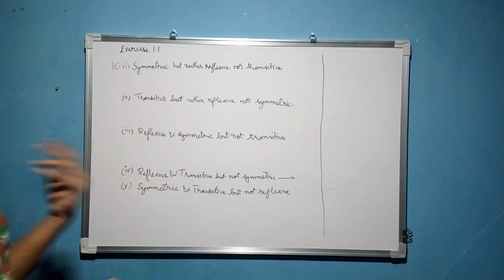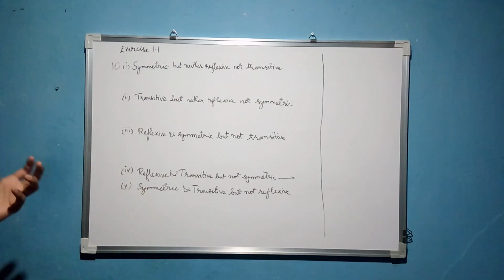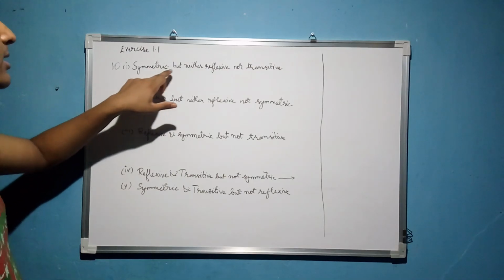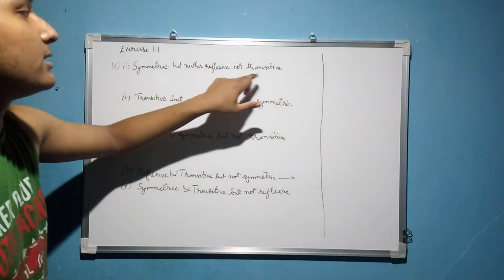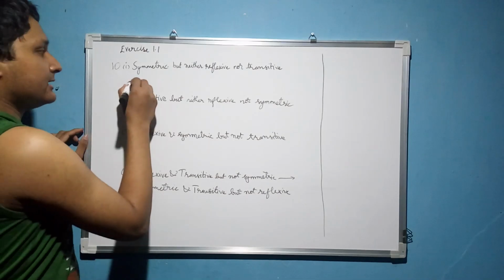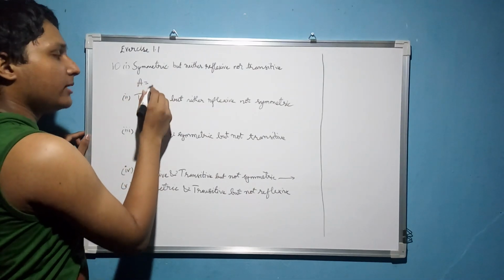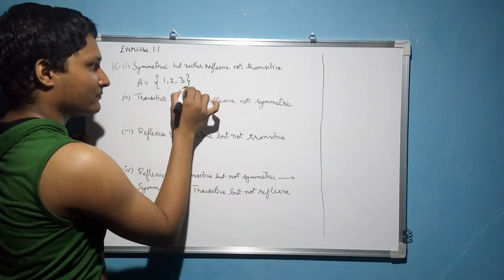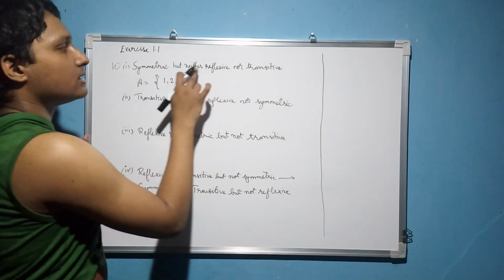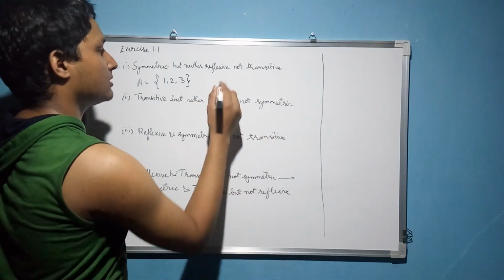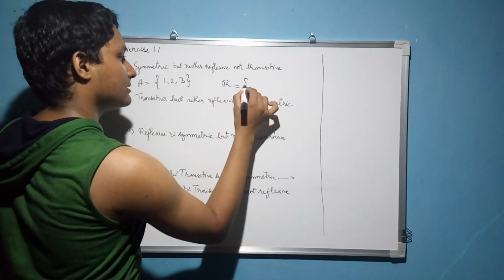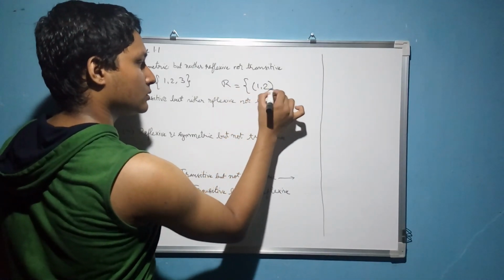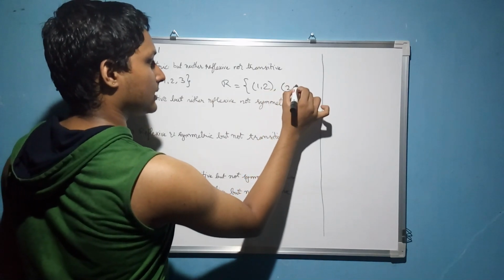Now we have the 10th question of exercise 1.1. The question says just to give the examples of different things. So now we have symmetric but neither reflexive nor transitive. Let us have a relation for a set A. A let us call as 1, 2, 3. It should be symmetric but not reflexive nor transitive. So let the relation be something like 1, 2, 2, 1.